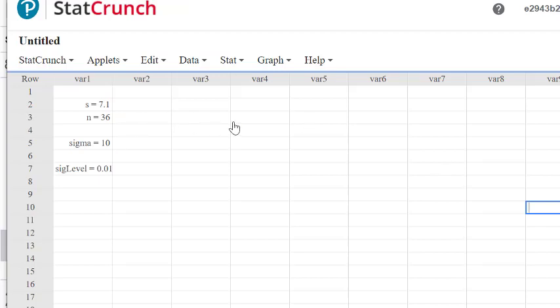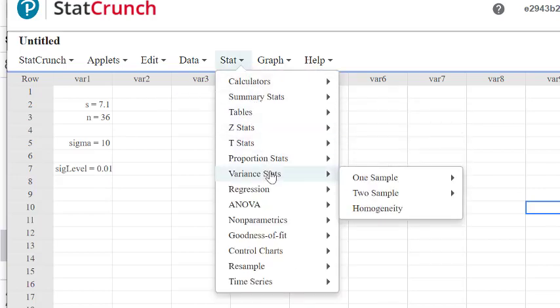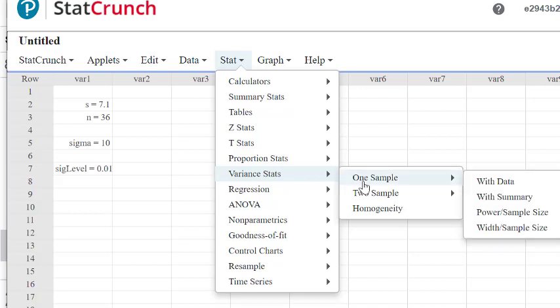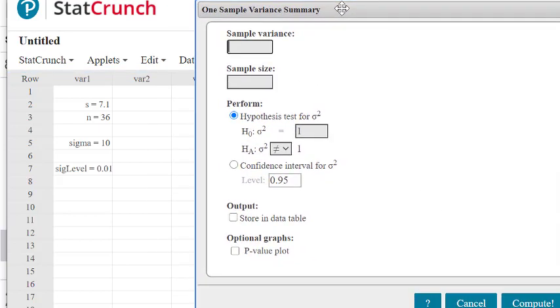I already have StatCrunch opened with the basic values given here, and if I look at the stats options here, I have variance statistics. So this is a standard deviation, but we're going to be interested in looking at the variance. So for example, a variance with one sample with a summary. So this is what we want to work with. And here, they want the sample variance. We have a sample standard deviation of 7.1.